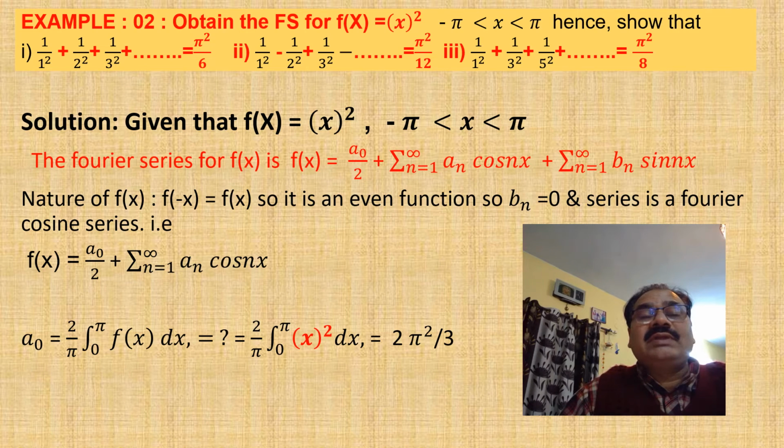So now, given that f(x) = x², where x lies between -π to π, it means f(x) is an even function. It means, if f(x) is even, then bn will be 0, and the series is a Fourier cosine series, that is f(x) = a0/2 + summation over n = 1 to infinity of an cos nx. In this case, you calculate a0, and you will get 2π²/3, but you check at your own level.